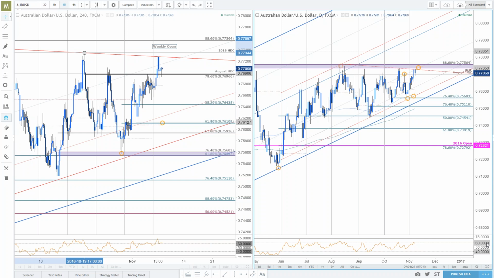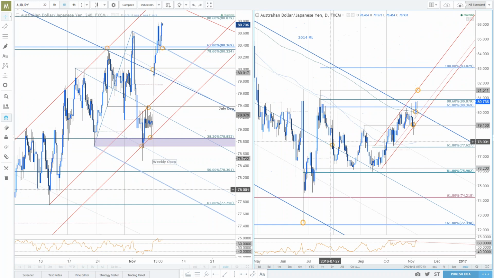So we've gone over Aussie dollar, Aussie Kiwi, Euro Aussie. Let's just touch base on Aussie Yen. That'll be number 10 for today. Aussie Yen is showing breakout. You don't want to stand in front of this train.